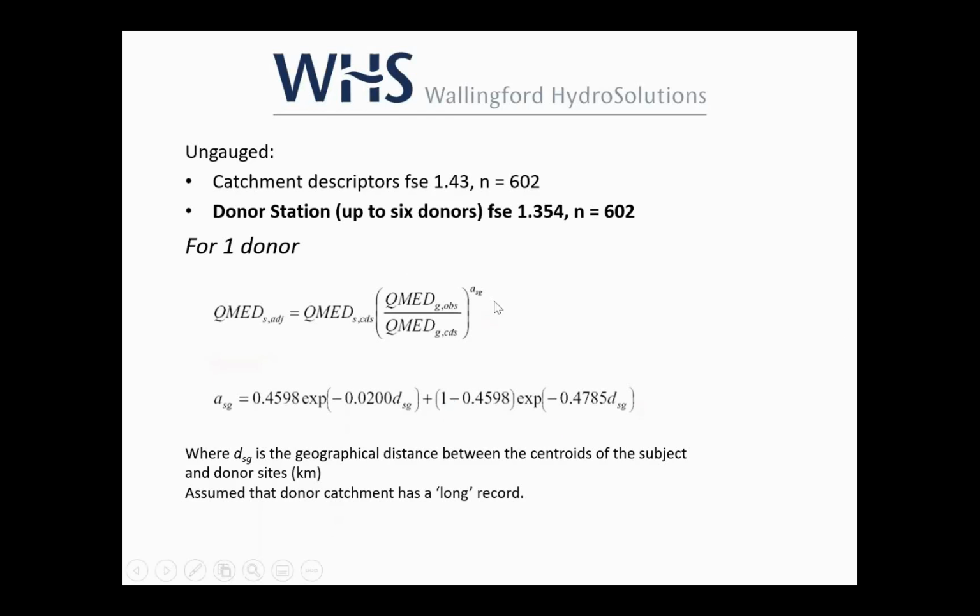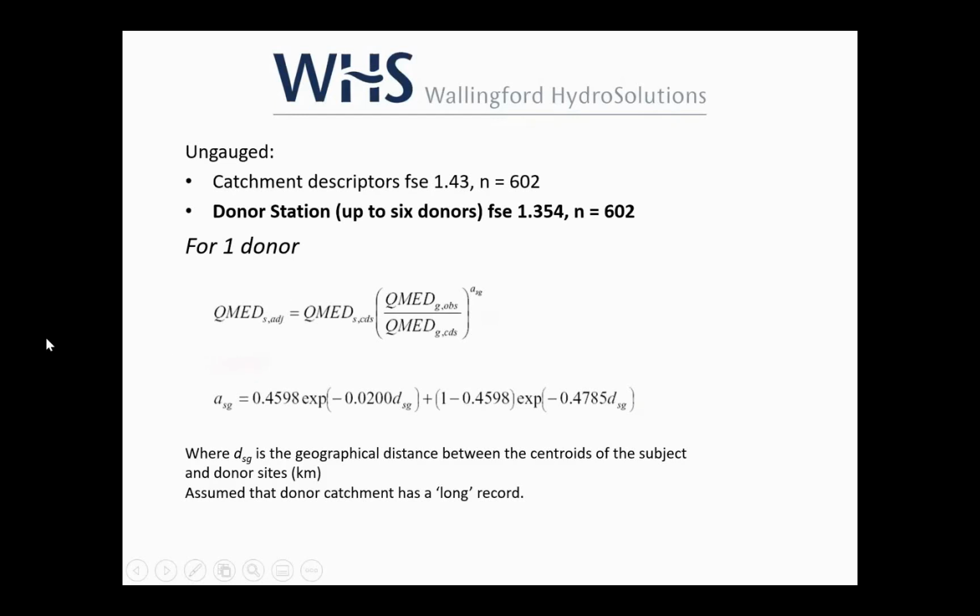This basically takes into account the ratio of the observed QMED at our donor site to what would be estimated by the catchment descriptor equation at our donor site, and then multiplies what's observed at our ungauged site using the catchment descriptor equation. So if our observed QMED at our donor site is significantly higher, we're going to get a ratio above 1, which accounts for the fact that we think the catchment descriptor equation is underestimating QMED in this area. And we get a final adjusted QMED value there.